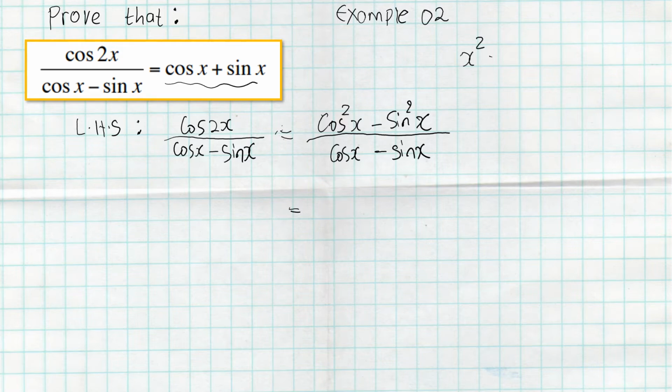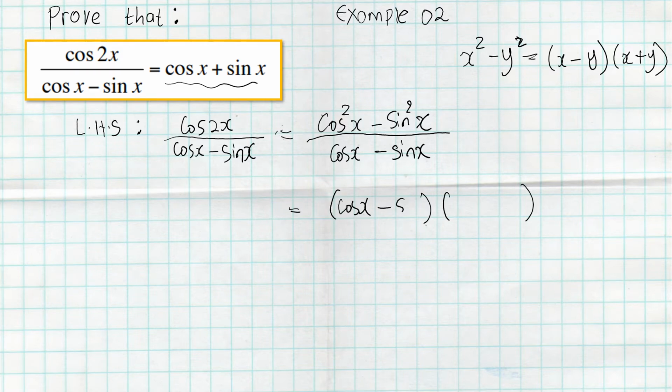Remember, when you had x squared minus y squared, you could factorize this into x minus y and also x plus y. So also when you multiply again, you're just going to get the same thing, x squared minus y squared. So same as cos squared x minus sin squared x, I can factorize it into cos x minus sin x and cos x plus sin x. Okay, then divided by cos x minus sin x. Can you see?